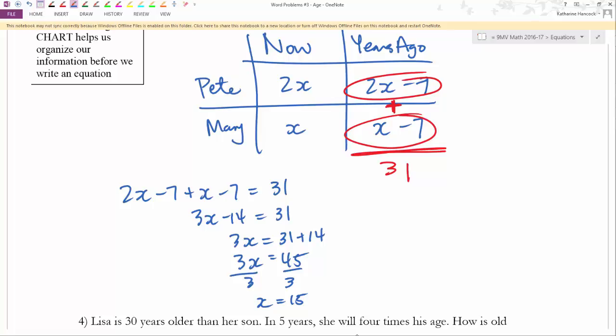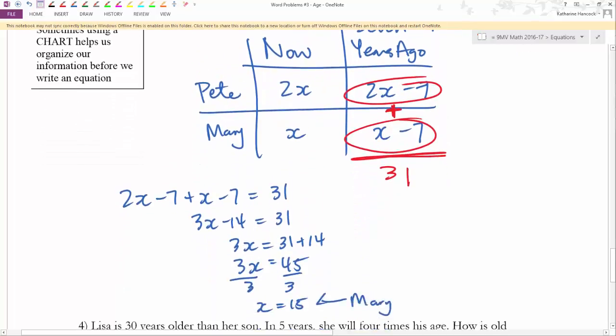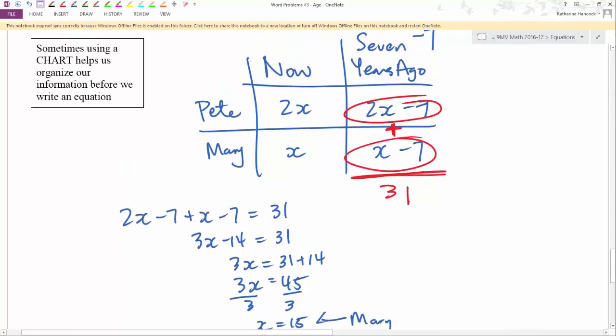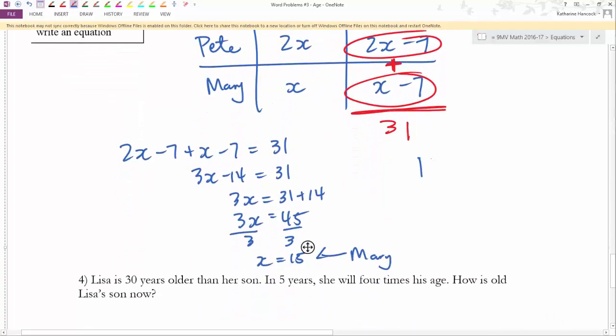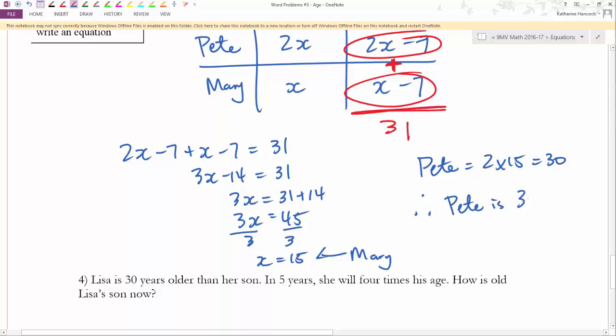So that's Mary's age right now. Right now, Mary is 15. But let's make sure we answer what was asked. If I go back, it says find Pete's age now. And it says Pete is twice as old as Mary. Pete equals 2 times 15 equals 30. So therefore, Pete is 30 years old.